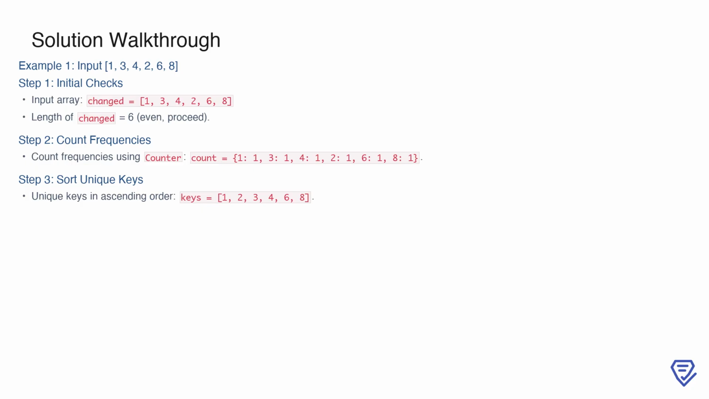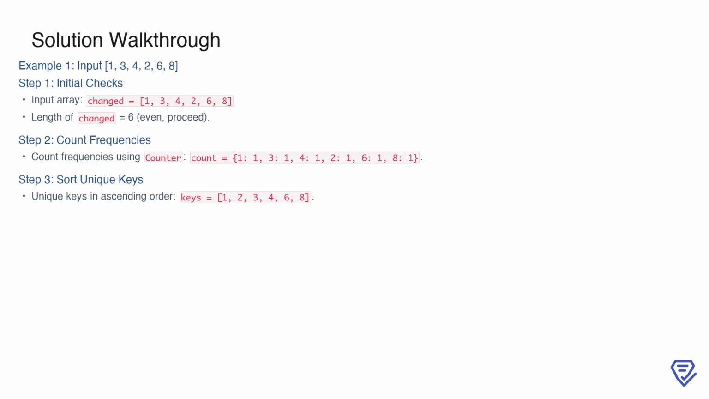To solve the problem, we start by examining the input array changed, which is 1, 3, 4, 2, 6, 8. The first step is to check if the length of the array is even because a valid doubled array must have an even number of elements. Since the length is 6, which is even, we proceed.